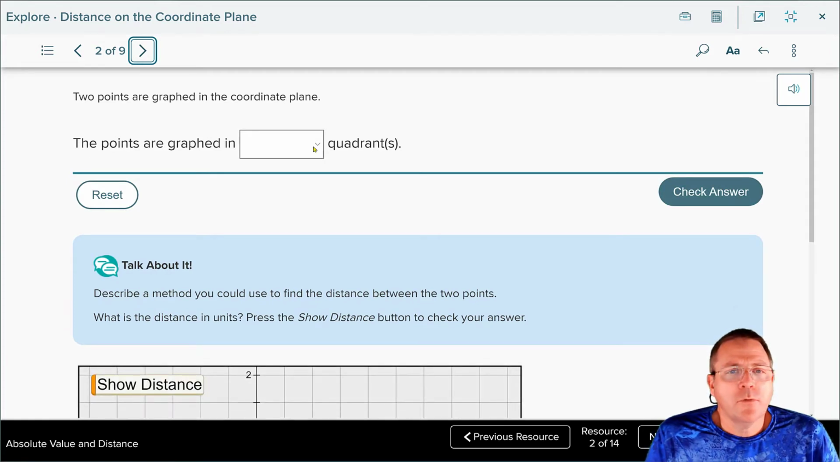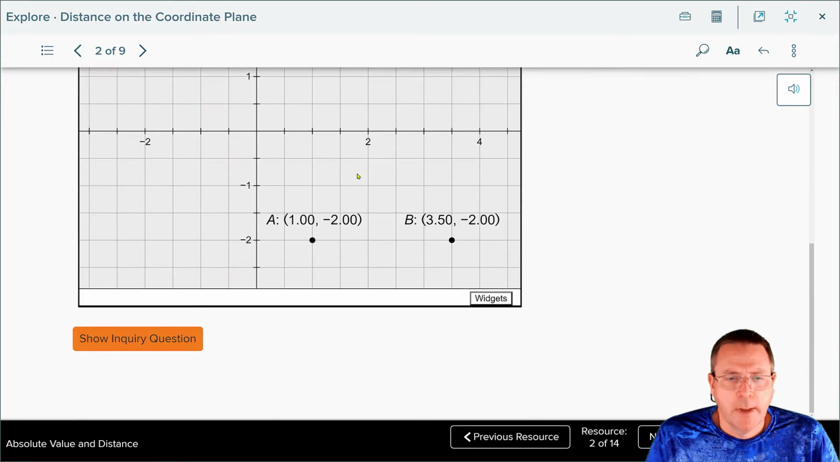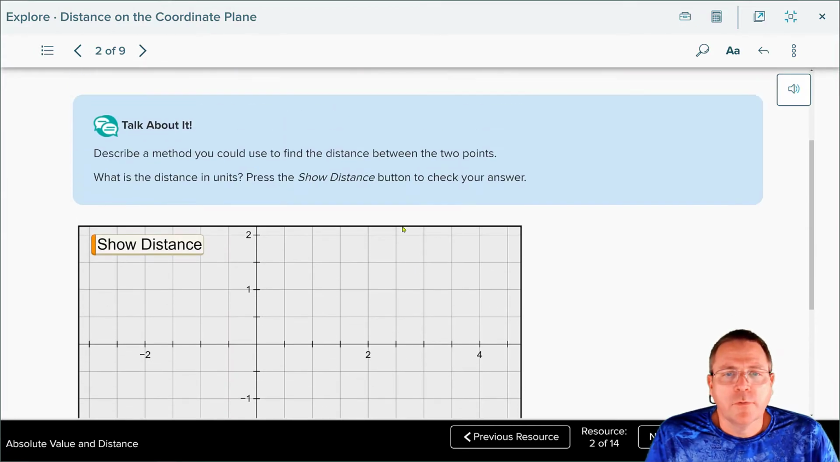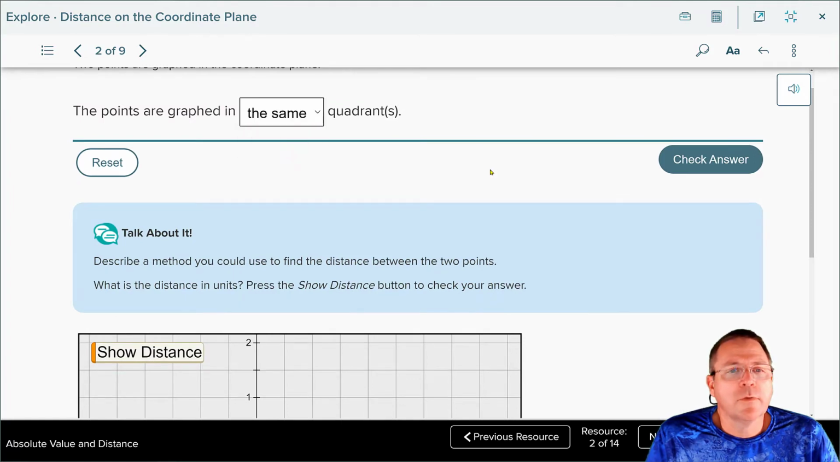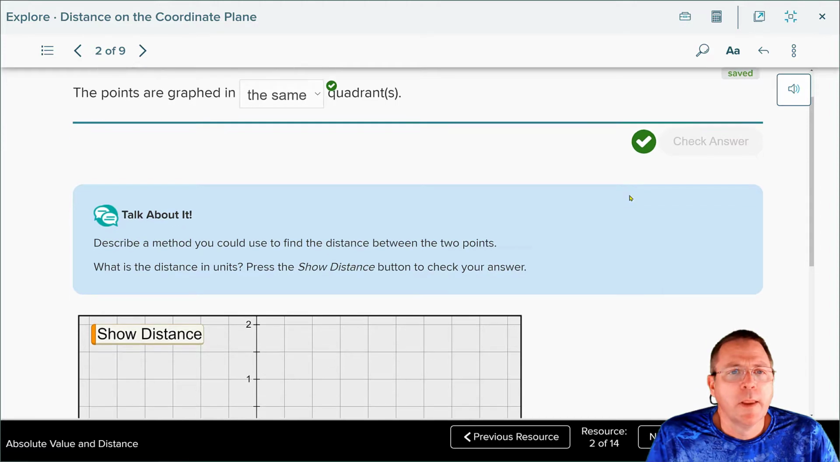The points are graphed in blank quadrants. Well, let's see here. 2 points are graphed on the coordinate plane. And you can see those 2 points right down here. So since that's where the 2 points are, we can say that both of these points are going to be graphed in the same quadrant.